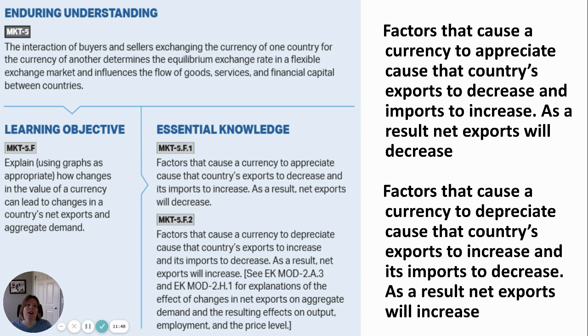Factors that cause a currency to appreciate cause that country's exports to decrease and imports to increase. As a result, net exports will decrease. So when our currency appreciates, it decreases our net exports, because it becomes more expensive to buy our products, to buy our exports. But factors that cause a currency to depreciate cause that country's exports to increase and its imports to decrease. So as a result, net exports will increase.